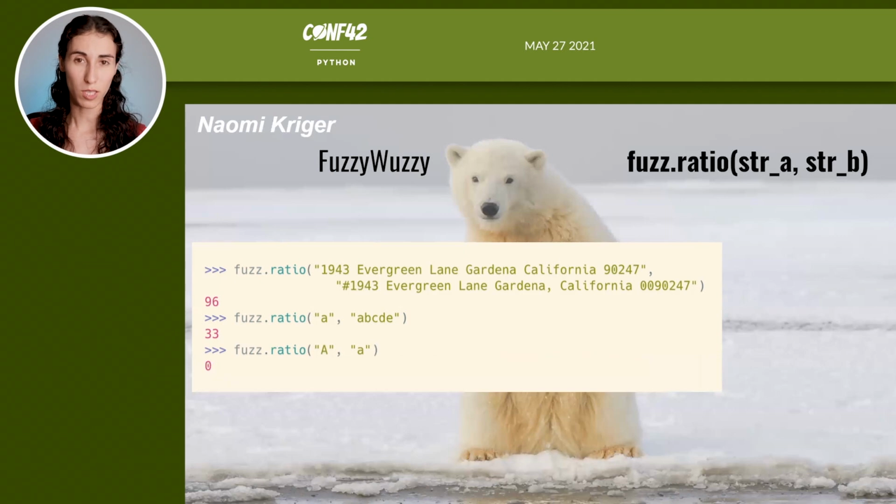Another thing that we want to take into account when we're using the fuzz ratio function is that it is case sensitive. As you can see here, capital A and non-capital A are considered as two different strings. So if we do not care about capitalization, we would want to apply lower on our strings before making the comparison. The case sensitivity is true for the fuzz ratio function, but it is not true for all fuzzywuzzy functions.